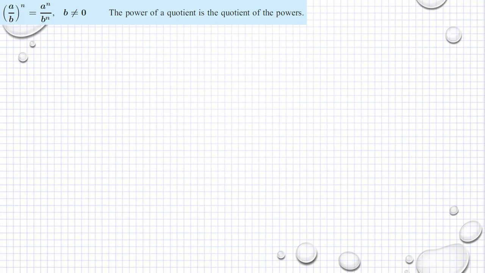Okay, the law says that the power of a quotient is the quotient of the powers. So it says here in algebraic representation, as you can see here. I'm going to prove that using an example first.